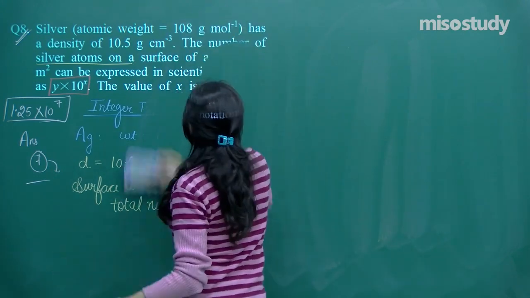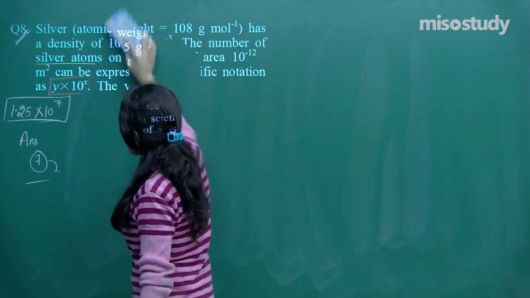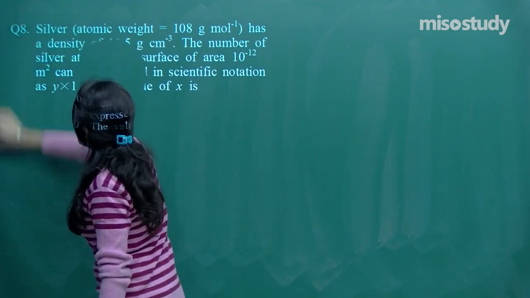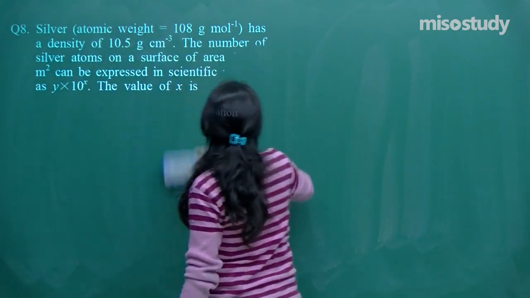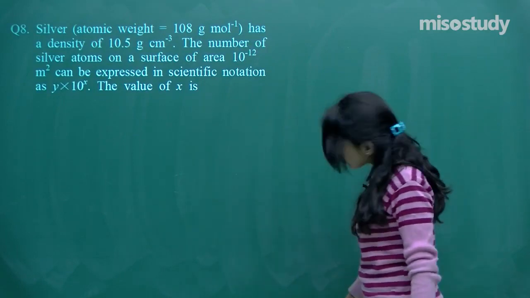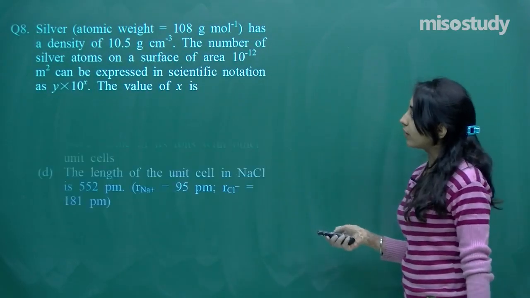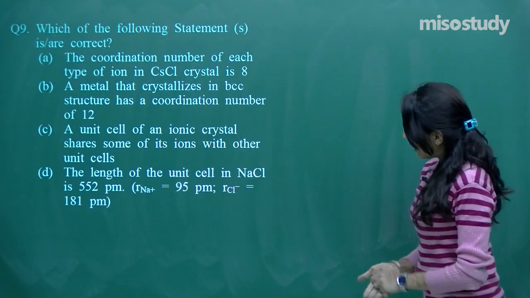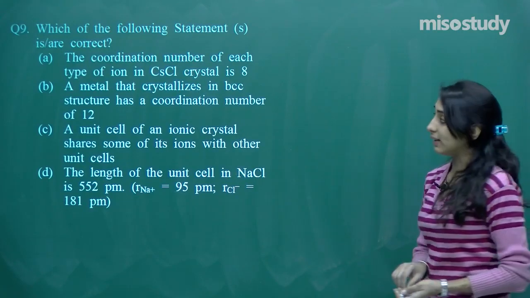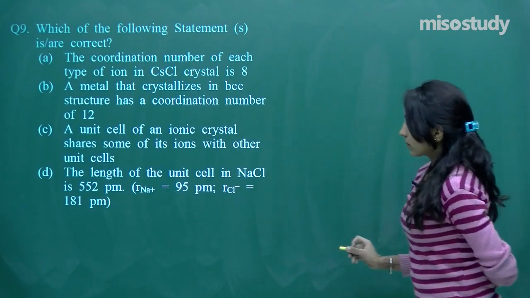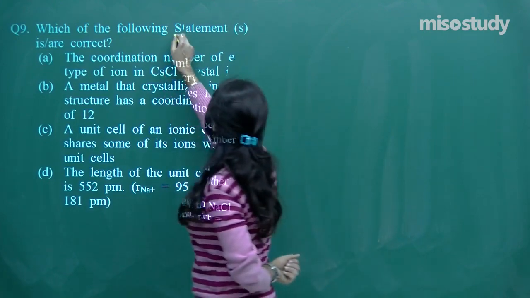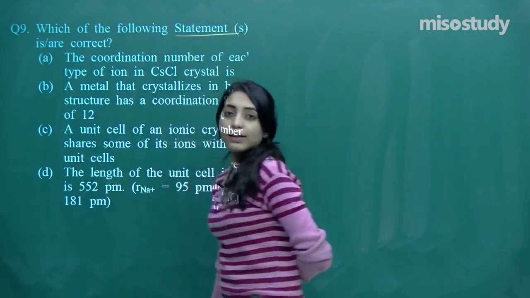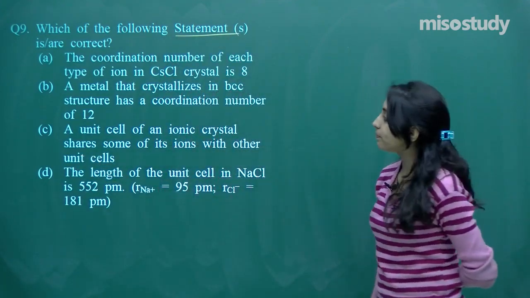So another type which I was mentioning, the integer type, that is also done. Almost we have covered all the different types of questions that have been asked in JEE Advanced from this chapter. Okay, let us move on to the next one, which is the 9th question. Again the question says which of the following statements are correct. It is again a multi-correct question.